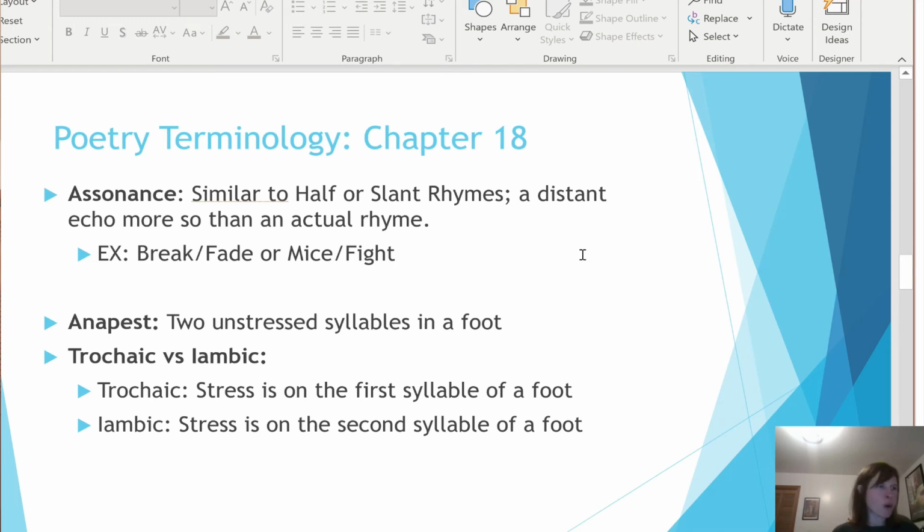A lot of open form poetry will use assonances because they seem like poetry. They seem like the rhyme scheme, but it's not really there.